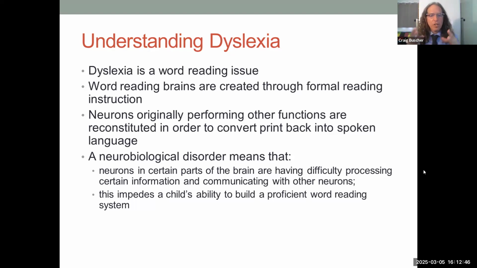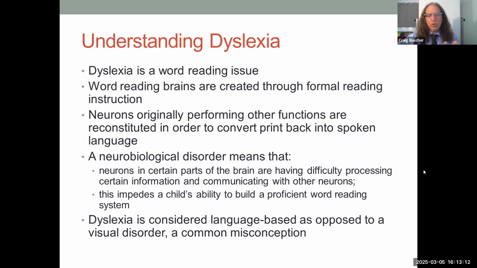These neurons are having trouble processing the sound information and the print information and connecting it together, which we'll get a little more specific with. Because of that, this impedes this child's ability to create and build a proficient word reading system, or this word reading brain.